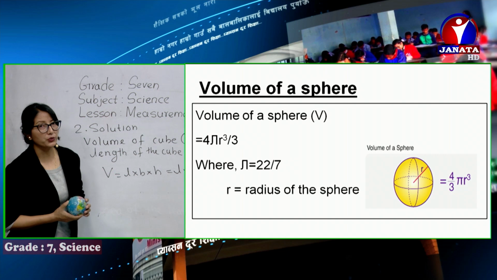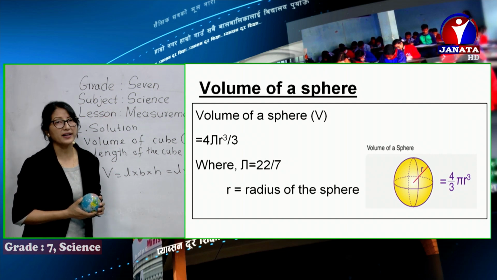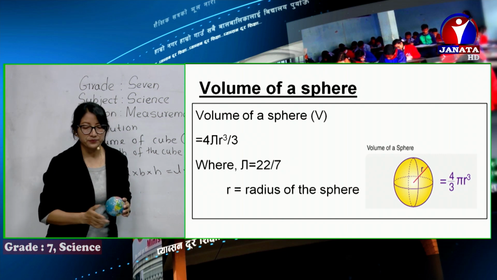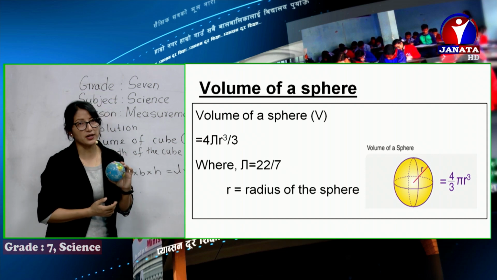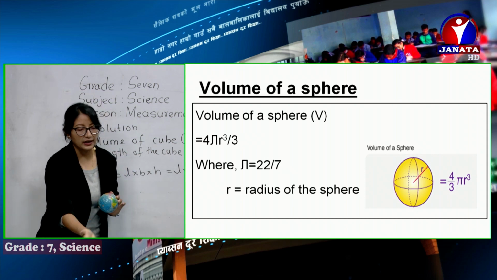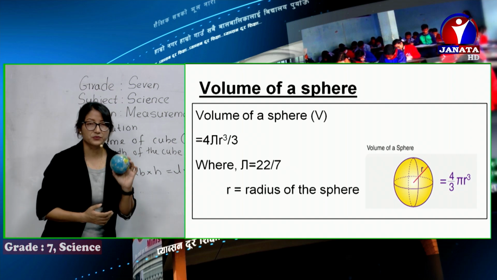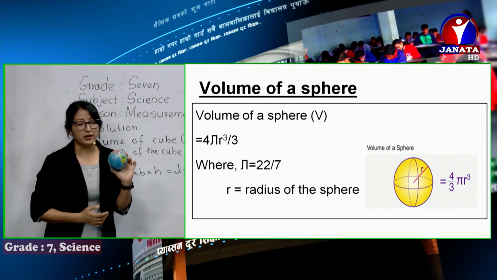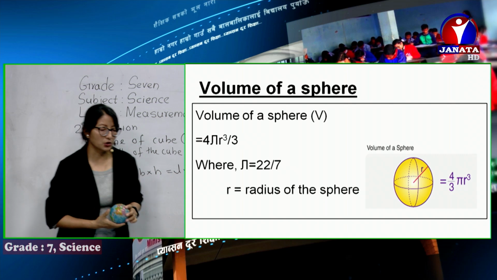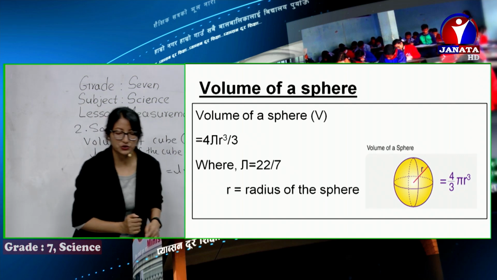See, 4 by 3 pi r cube, where pi's value is 22 by 7 and r is the radius. We can measure its radius, find its value, substitute it, and find the volume of this regular object, that is a sphere. So right now, you can easily do that using the formula.